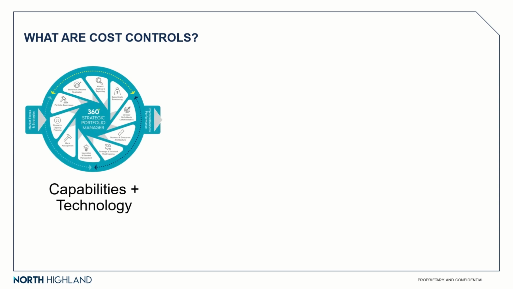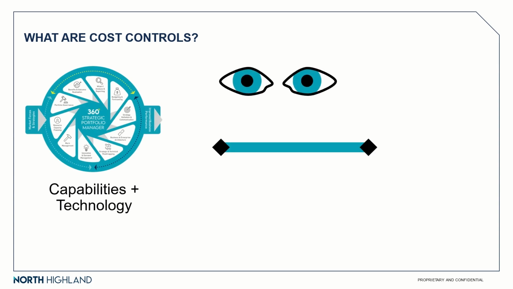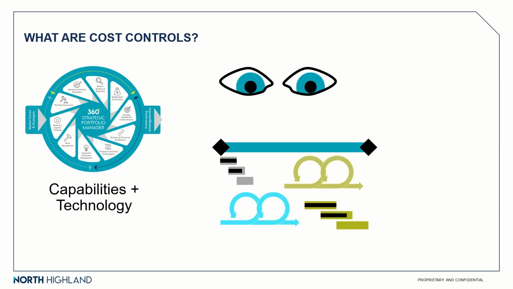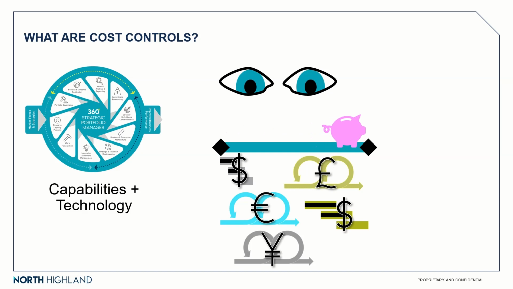Cost controls are a series of business capabilities that work together, enabled by technology, to give you visibility to your portfolio, program, and project costs, so that you can make informed business decisions about how to spend on your portfolio of work. This can include decisions to exceed your budget to achieve business deliverables or to cancel projects and programs that no longer make sense.